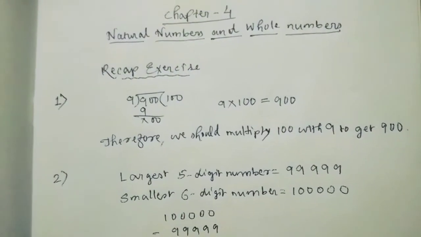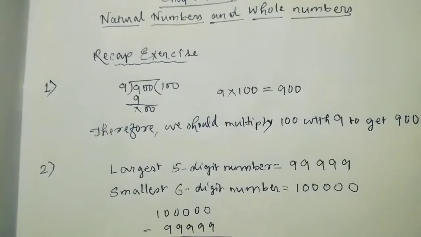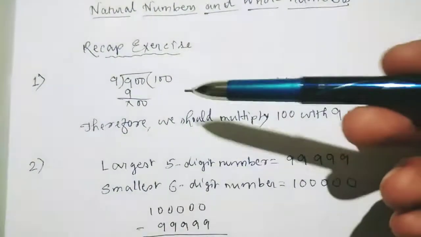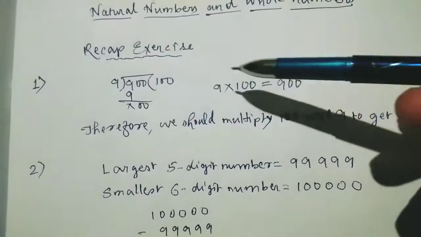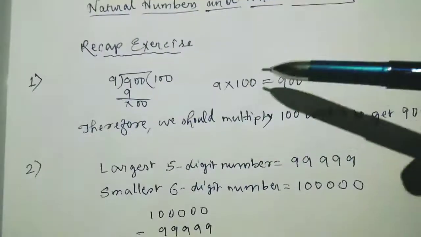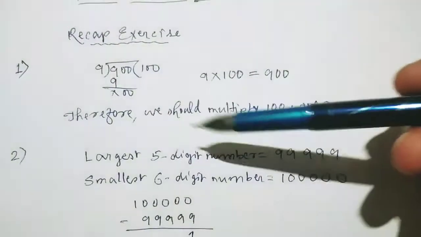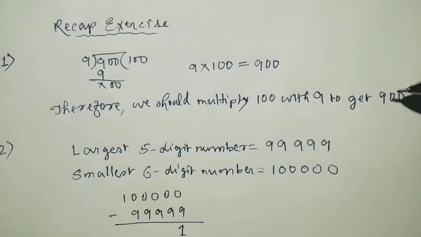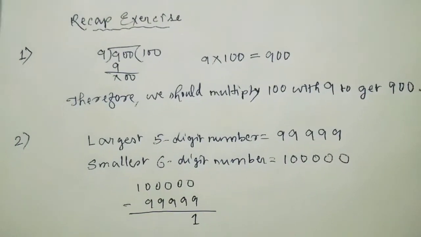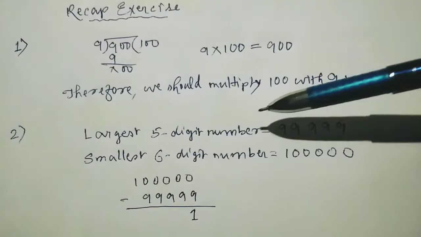Students, you can see here recap exercise question number 1. You have to divide 900 by 9, then the answer comes 100. So 9 into 100 means 900. Therefore we should multiply 100 with 9 to get 900. Understood? Question number 2: the largest 5-digit number is what?